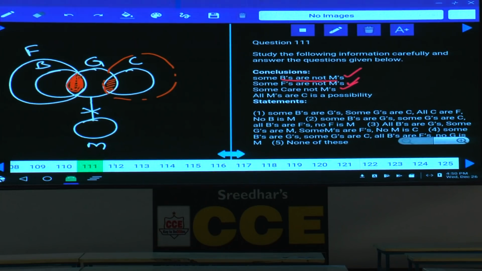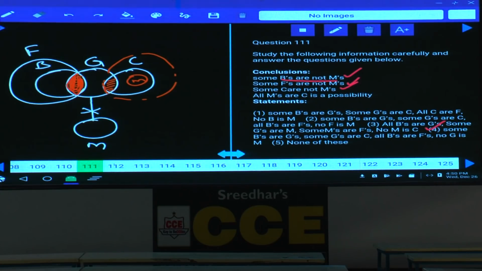Next one, all M are C's is a possibility. All M are C's is a possibility. Then what is your answer here? Choice 4 is the answer. Done with this? Fourth. Did the first conclusion come? Did all the conclusions come? Some B's are not M. Some of the B's are not M's. Yes, these are the B's which are not M's.